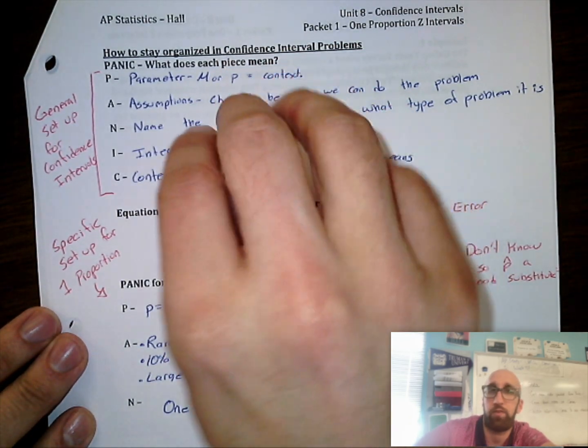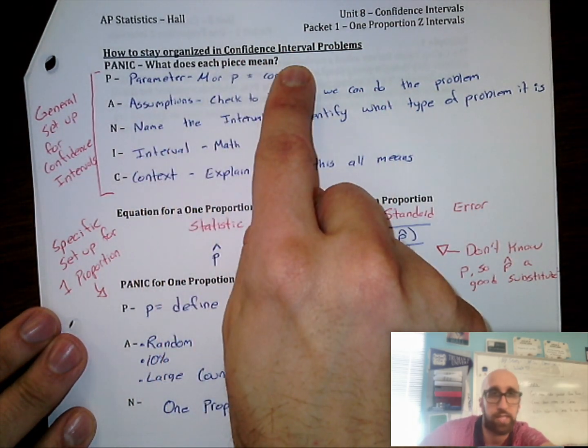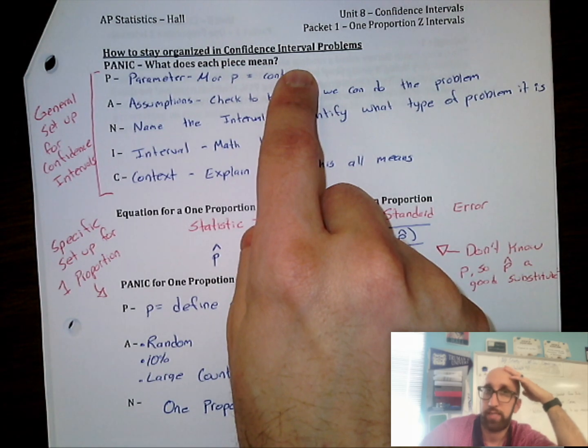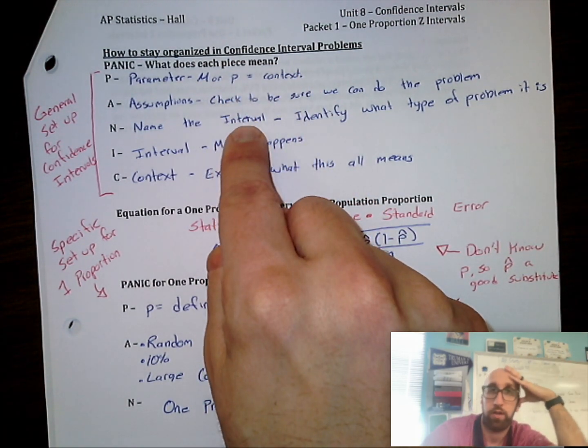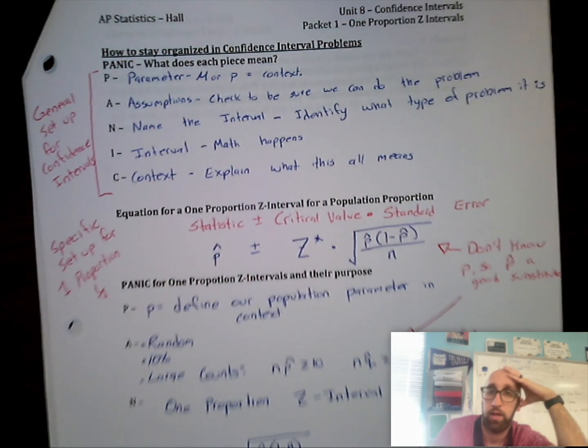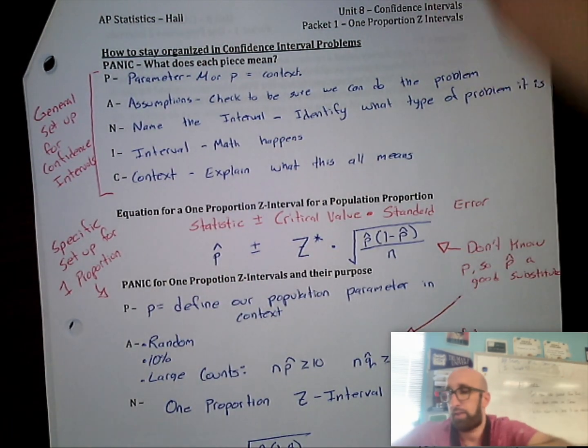General setup of confidence intervals: we're going to write down our parameters, establish context. That should make sense, you're like, oh my gosh, that's similar. Then your assumptions, make sure we're playing by the rules, name what we're doing, actually do some math, and then some context. These problems, not so bad.